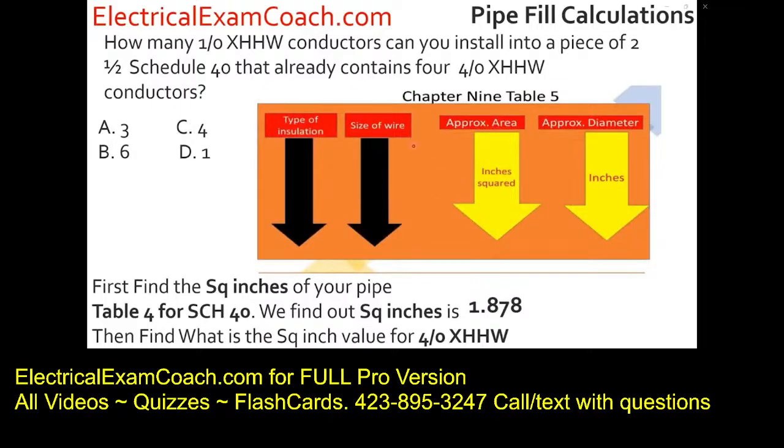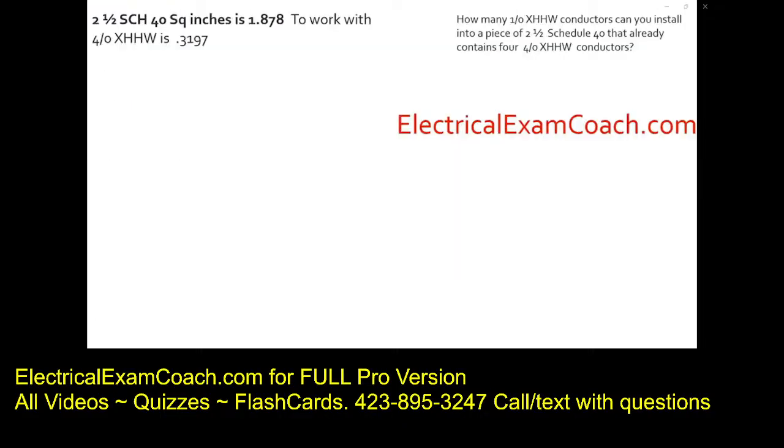When we get there, we make sure that we're in Chapter 9, Table 5 and not Chapter 9, Table 5A. Coming down the left-hand side for the type of insulation, then finding our wire size, then we come over here to the approximate area in square inches, and we find its value. Now that we have our conduit and our starting conductor, let's go ahead and write down what the conductor that we're wanting to install is.